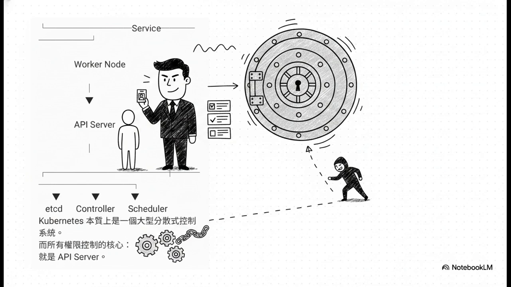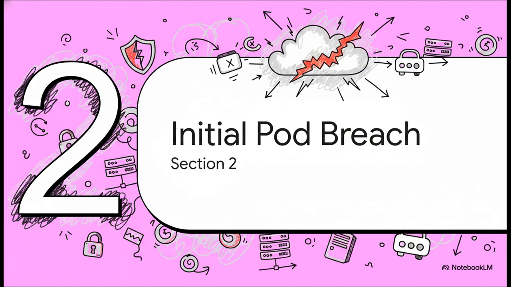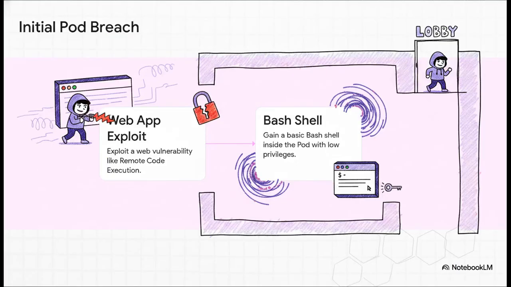Okay, Section 2, the initial pod breach. How does the bad guy actually get into the building? Well, attackers rarely go after the Kubernetes infrastructure directly at first. Instead, they go for the softest target, your web application. Let's say a developer wrote a Python app and used a function to process user input, but forgot to sanitize it. The attacker exploits this remote code execution vulnerability.